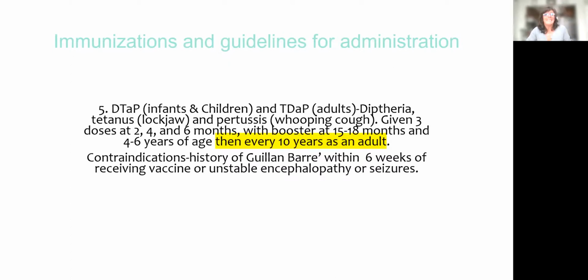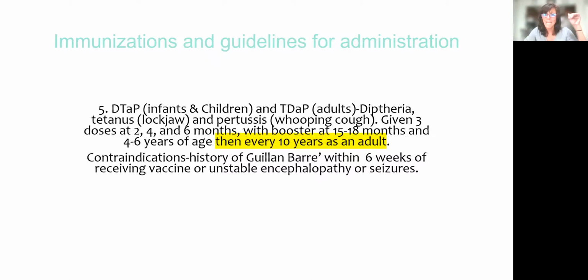And then we have the DTaP, which is what we call it for infants and children. And then it's the Tdap for adults. But what we're talking about is diphtheria, tetanus, which is also known as lockjaw, because your jaw actually will lock up. It's terrible, neurological. And then pertussis, which is whooping cough. So 3 doses are given, 2 months, 4 months, 6 months. Then they get a booster at around 15, 18 months. And then 4 to 6 years of age, they get a booster. But remember this, every 10 years throughout your adult life, you should be getting the Tdap.